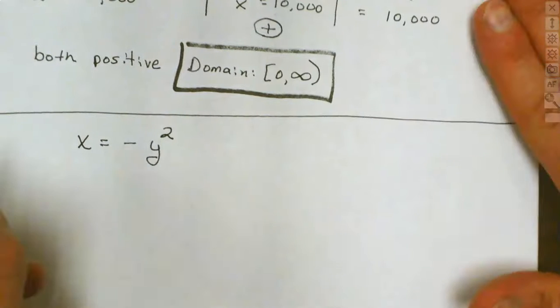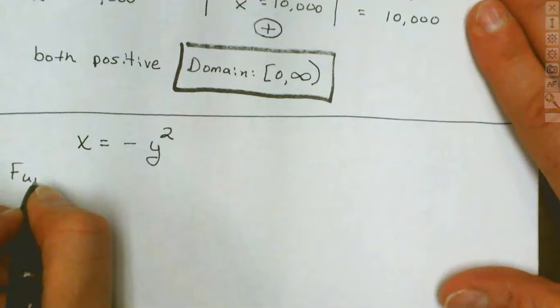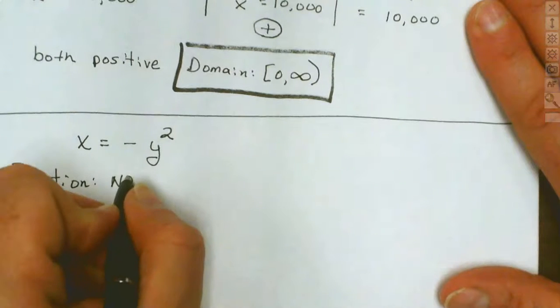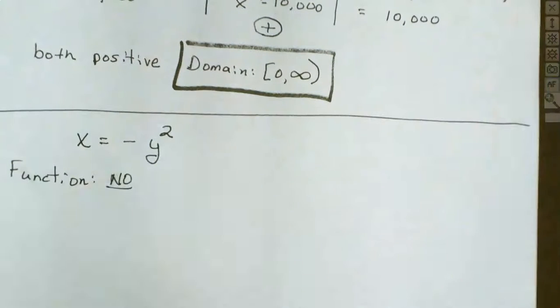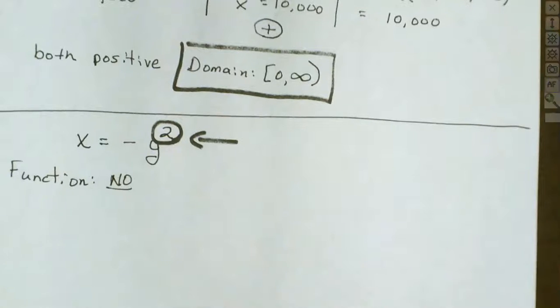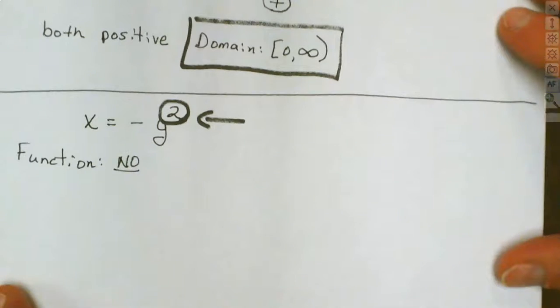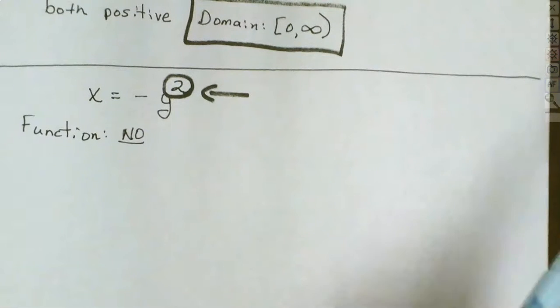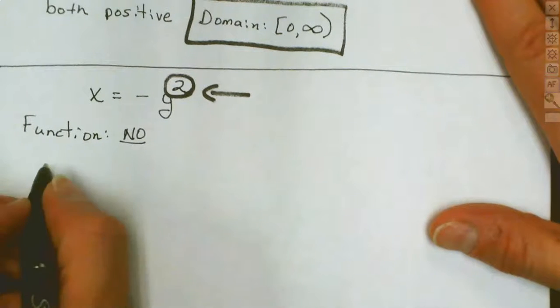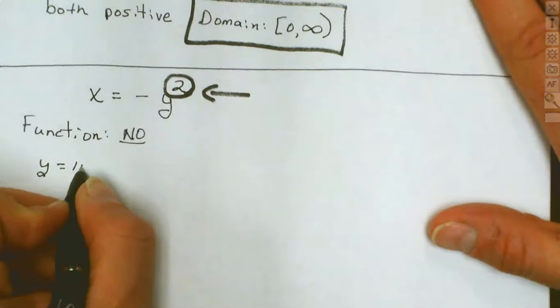First off, is this a function? Just like the last one, it's clearly not a function. Why is it not a function? Square on that y. If it was on the x, that would be okay. But since it's on the y, it makes it not a function. Now, since it's not a function, then we have to check values for our domain. So we're going to check y equals 10.